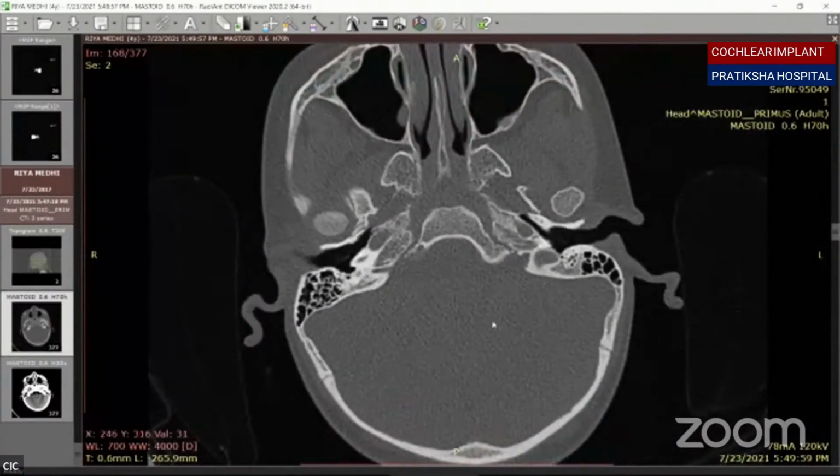Okay, so regarding the surgical feasibility, in relation to this CT scan, both the sides are quite compatible. We can go for any side actually. So let me quickly go through to the MRI part now.